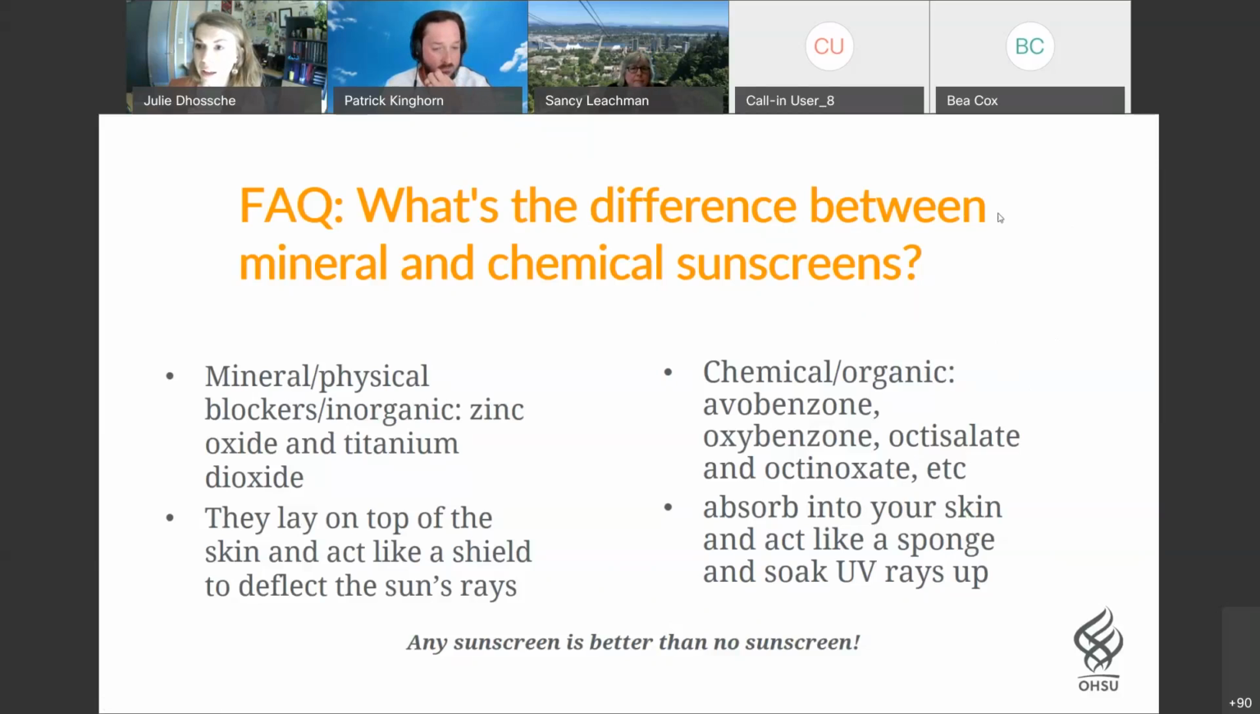In contrast, a chemical sunscreen, also sometimes called an organic sunscreen because they are carbon-based, includes avobenzone, oxybenzone, octisalate, and there are several more. There's a whole list, so I can include all of them. Essentially, when you put them on your skin, they absorb into the top layer, and when the UV rays come in, they act like a sponge and soak those UV rays up before they can cause DNA damage to your cells.